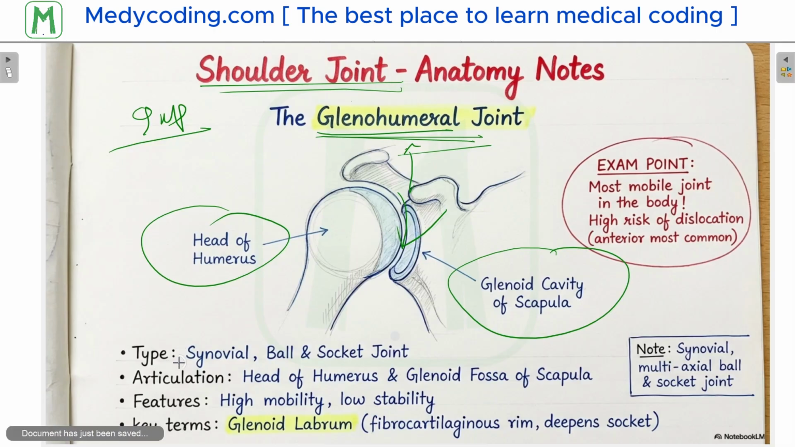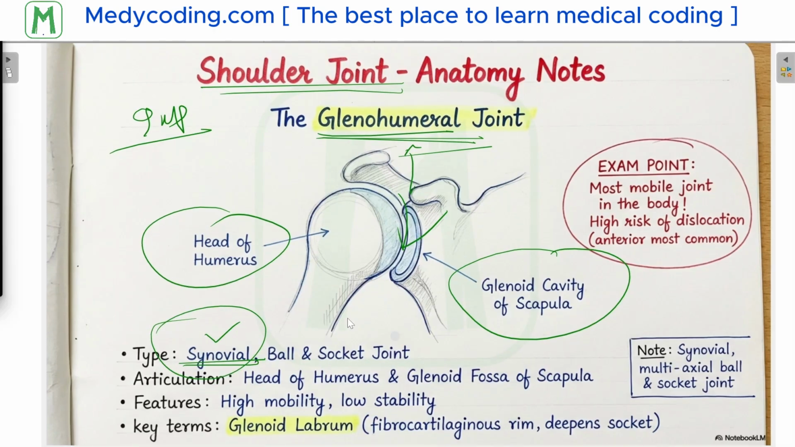This is a synovial joint. We have seen in the previous lecture what a synovial joint is and what the structures of a synovial joint are. Since this is a synovial joint, there should be a synovial membrane, synovial fluid, and articular cartilage at the end of the bone, and it is enclosed in a capsule. All these features you will see in a synovial joint.